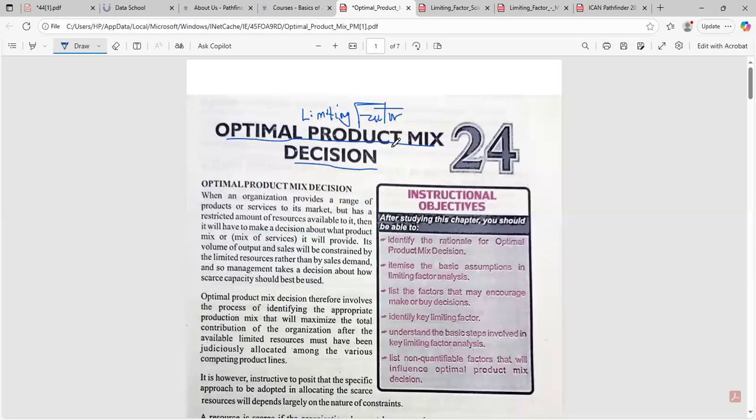Just like in economics, which studies scarce resources, in some cases there is scarcity within the organization. A company may have scarce resources. They may not have sufficient raw materials to meet up with demand. That is what we mean by limited resources. So that's what we call a limiting factor. Any resource that is not sufficient for us to meet up with our demand is a limiting factor.